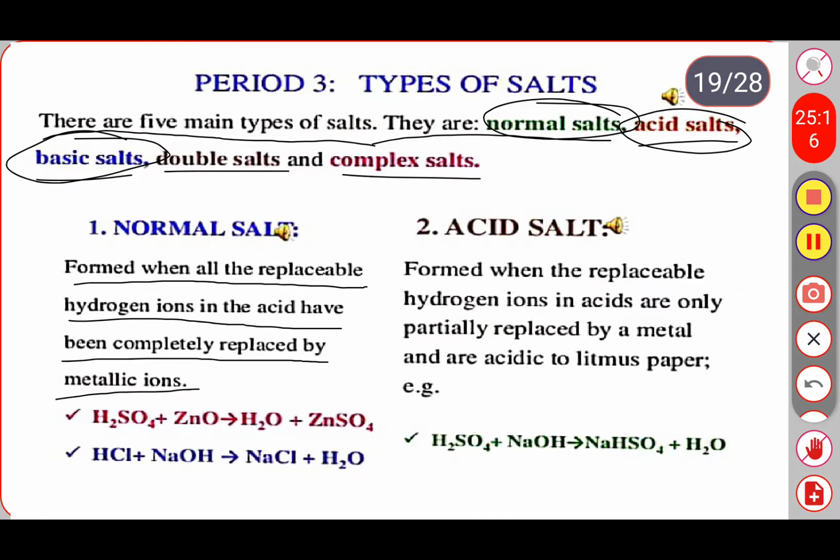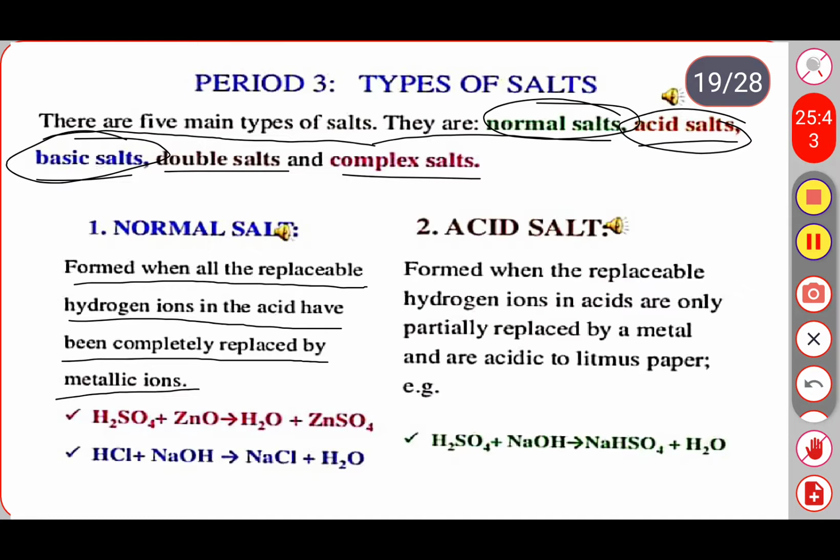If we take one more example of normal salts, like sodium sulfate obtained in the reaction between H2SO4 and NaOH, this is a normal salt because it is formed by the complete replacement of both hydrogen atoms of H2SO4.